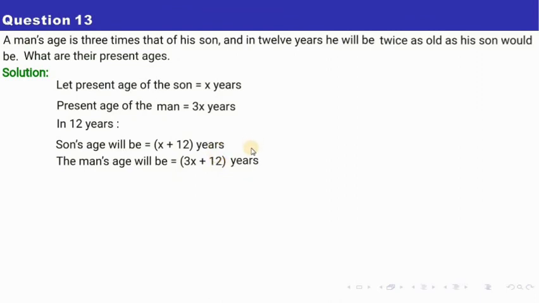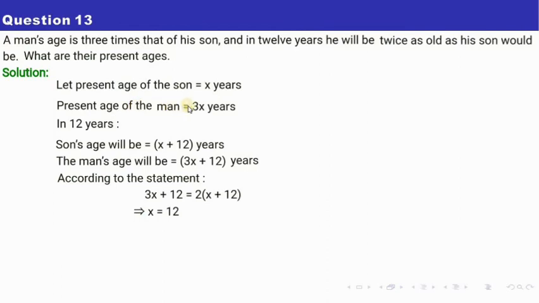Now according to the question, the father's age after 12 years will be double the son's age. So we have the father's age, this, equal to double the son's age. Now solve this and you'll find x will be 12. That means what is x? x is the present age of the son.